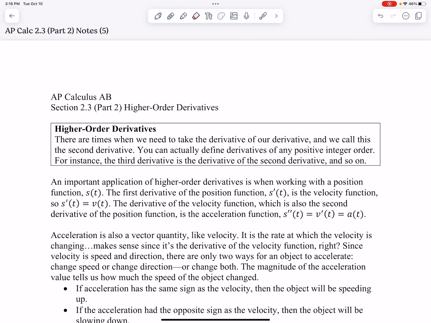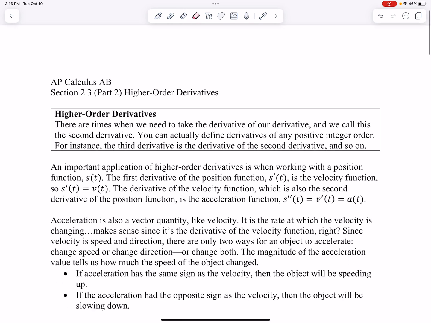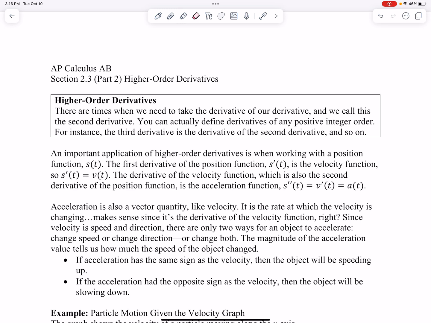Now the derivative of a velocity function, which would be the second derivative of a position function, is acceleration. So acceleration is also a vector quantity, just like velocity. So it has both magnitude and direction. And acceleration is the rate at which velocity is changing. And that should make sense, right? Since it's the derivative of velocity, an acceleration function would give us the rate of change of velocity.